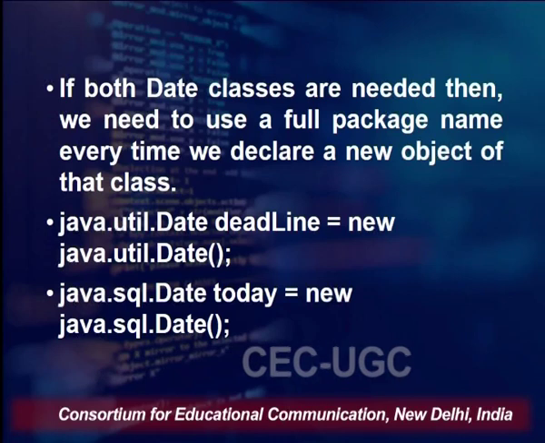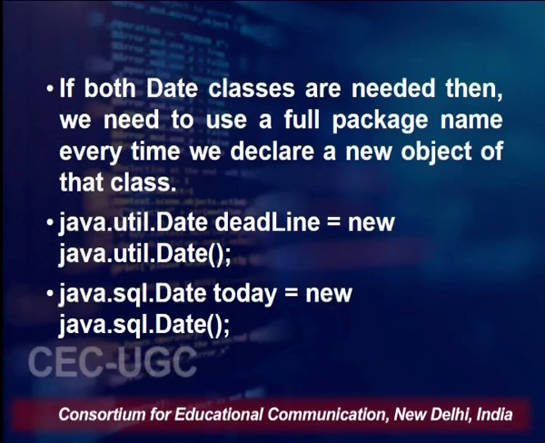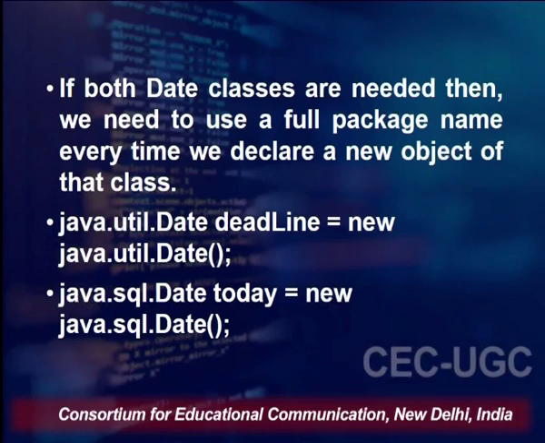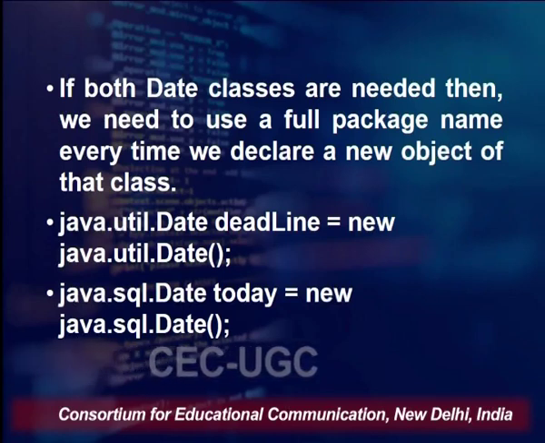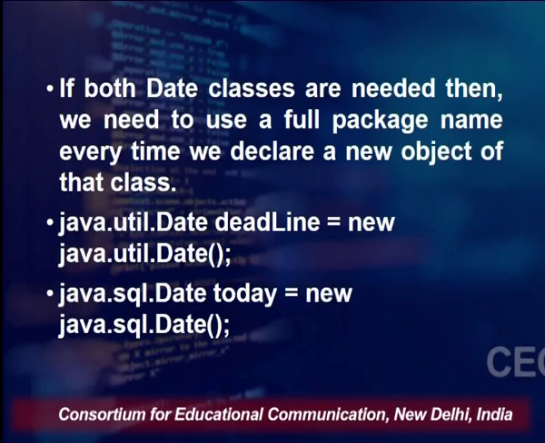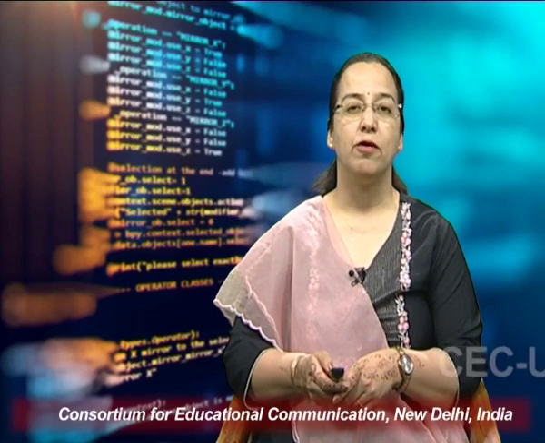So, basically here the reference variable deadline is pointing towards a particular object, which is an object of the class Date belonging to the util subpackage of Java. And when we talk about the reference variable today, this reference variable today is pointing towards an object of the Date class of the SQL subpackage of Java.